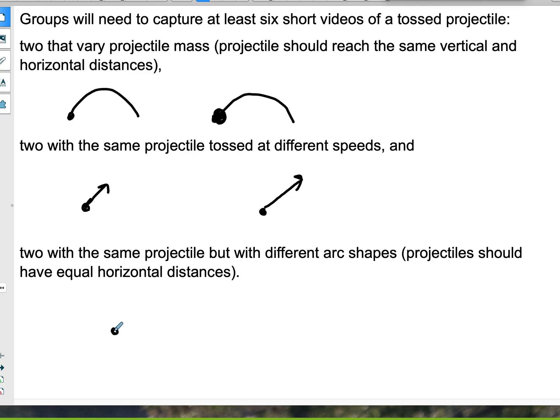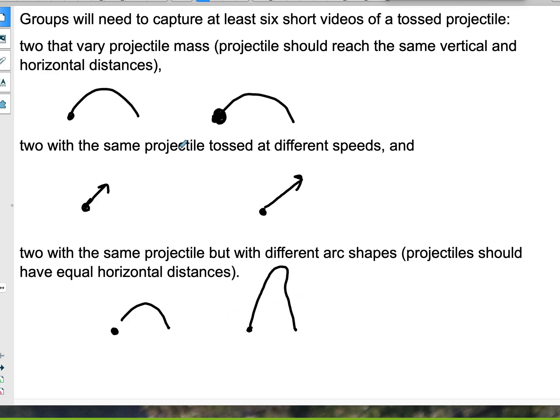And then for the last one, I want you to use the same projectile, but I want you to try to have different arc shapes. And what I mean by that, or what Mr. Reeves means by that, is different heights. So try to make dx the same, but try to make it so that one of them, dy is shorter, one of them, dy is taller. But the dx, try to make it so that the dx is the same. All right, once again, you're not going to be able to get these perfect.